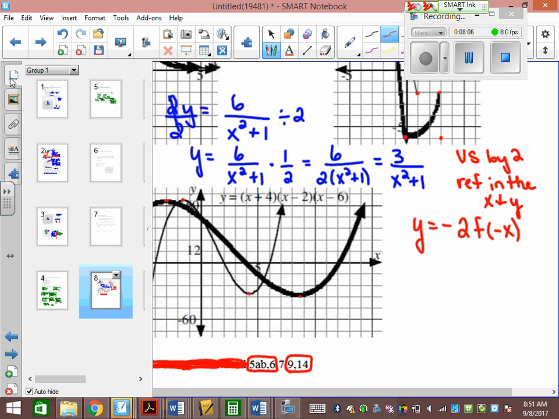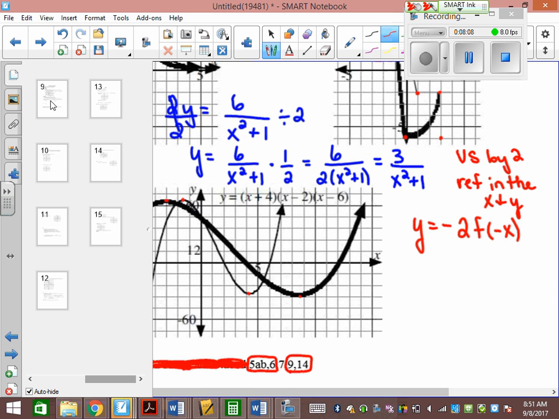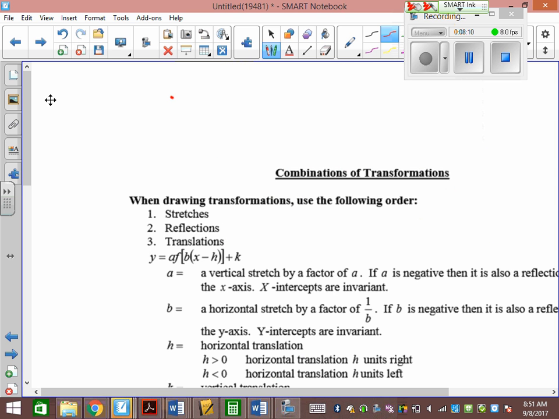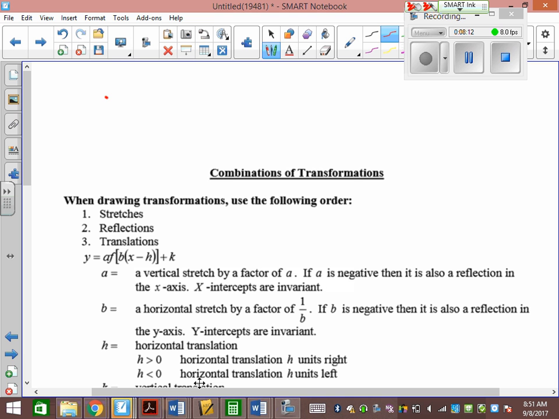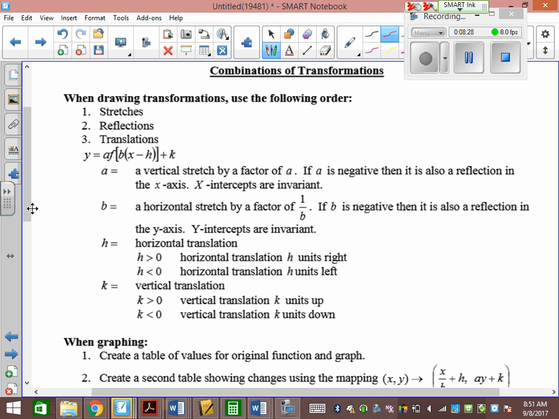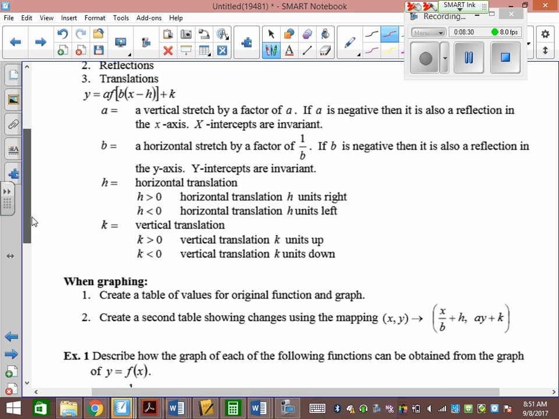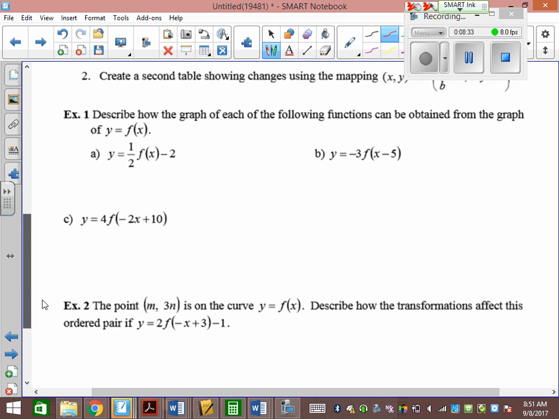But let's go to what we're doing today. Everything we're doing today you've learned. It's just now we're putting it all together. So it's translations, reflections, stretches. Now you don't have to have every single one. You could possibly have just translations. You could have stretches and translations. You could have a reflection and translations, right? Now we can give whatever. So this is a sum up of all the different things. So we're going to go to here.